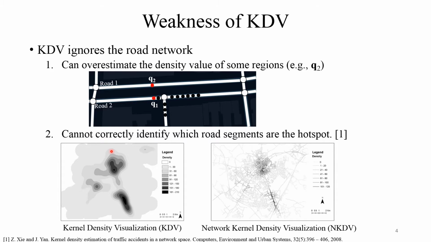Second, KDV cannot correctly identify which road segments are the hotspots. The method tends to color the large regions as the hotspot. You can observe that there's a large black region here. Let's look at the second figure. Even though the main road can have the high density of traffic accidents, the small roads which connect to the main road may not necessarily have the high density. However, KDV normally colors a large region with high density. Therefore, it cannot correctly identify which road segments are the hotspot.